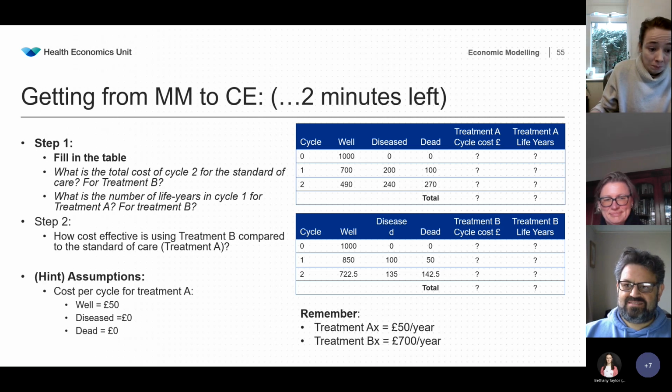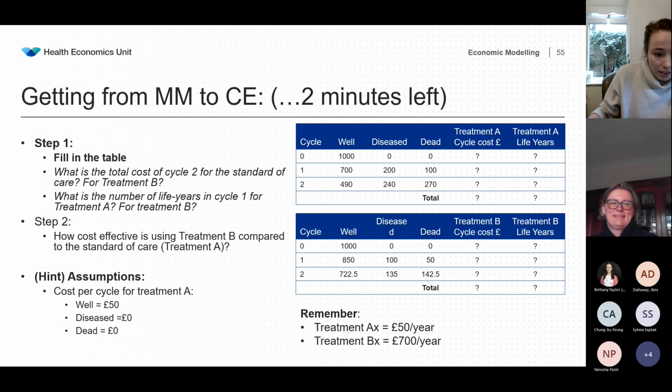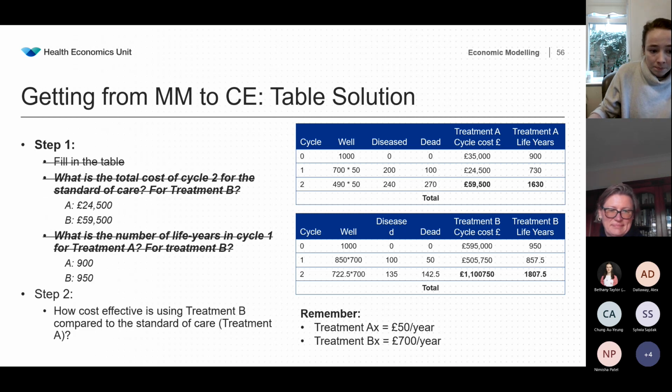Okay. So here was a hint that I would have remembered to show if I wasn't remembering when my brother got the entire United States freaked out for a day. These are the costs that you would assign per cycle. Remember that it's 0 if you're diseased or dead. So here are the total costs and life years that you should have gotten. Does anybody have numbers that are different to these, or does anybody have any questions about how I got these?